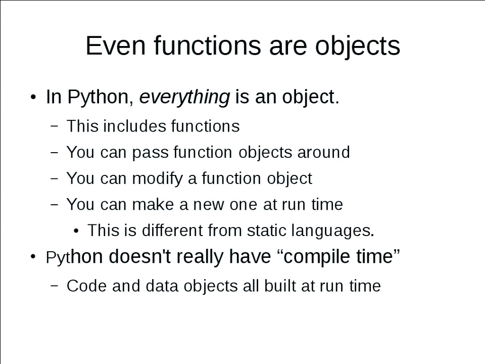Another point I want to remind you is that in Python, everything is an object, and that means functions are objects, which is kind of cool. You can pass them around. You can call a function and say, here's a function. You can save a function as a variable. You can modify a function. You can make a new one at runtime. I've been trying to make this point. Everything's at runtime. The def statement's at runtime, so you can make a new function.